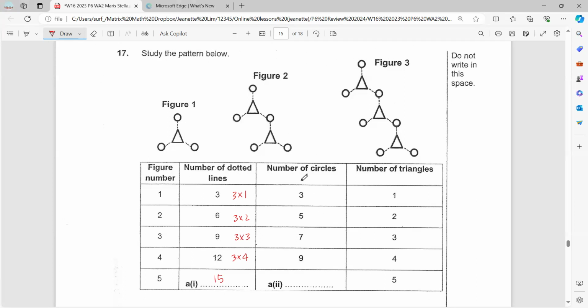Number of circles, what do you notice about the pattern? Every time you go to a new figure, you add on one more triangle, and then you have to add 2 more circles, right? So for example, this is the first figure. You add on a triangle, you add on 2 more circles. The next one, you add on a triangle and 2 more circles. So as you increase, the number of circles will increase by 2. So this is 11. Number of triangles is the same as the figure number.